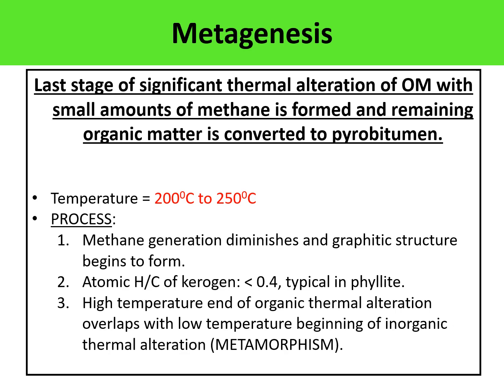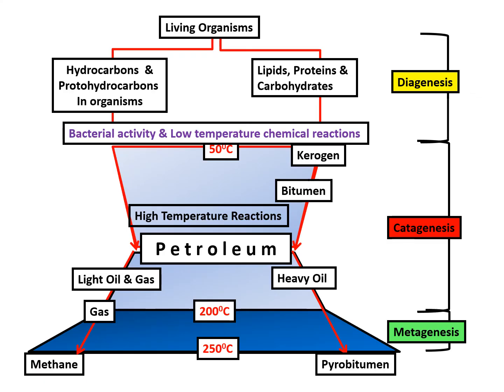All right, so this is the summary of the generation of petroleum from the dead living organisms, involving three different levels of maturation processes, that is diagenesis, catagenesis, and metagenesis.